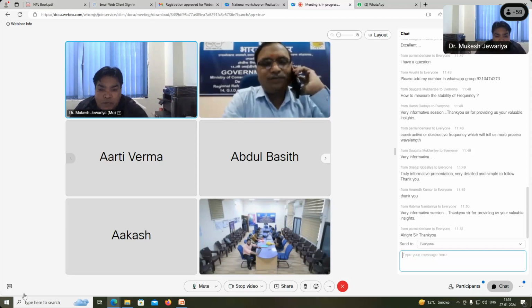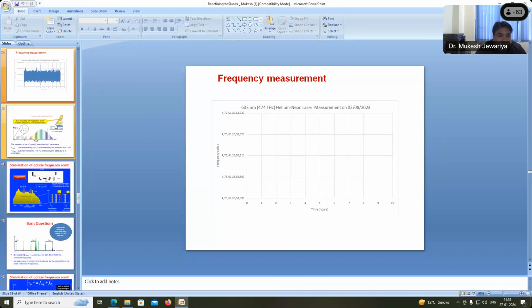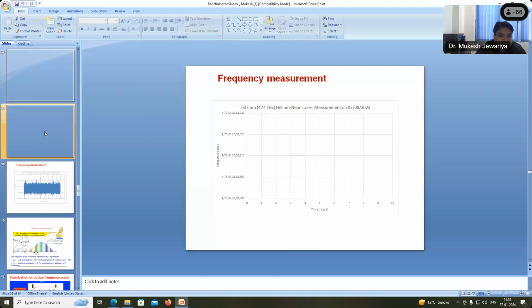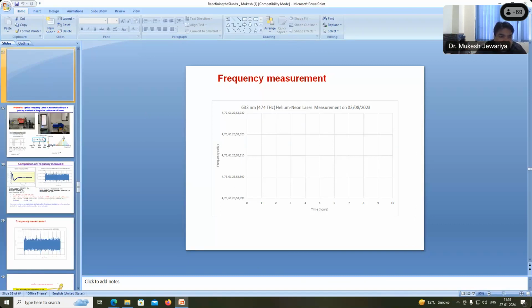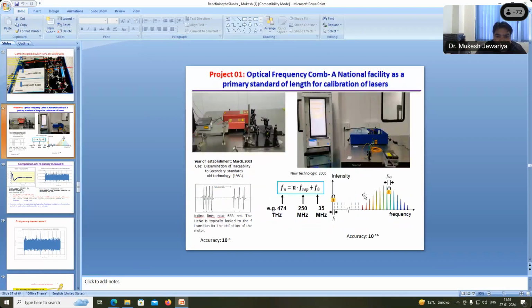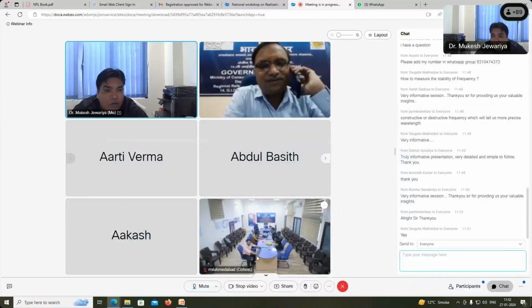So if you have, can you see here my slide here? Anybody, just those who asked the question, you see my slide here. So if you count the exact mode number here, and since you have your repetition rate and you know your F0 carrier envelope frequency, so you can stabilize this frequency. Okay.